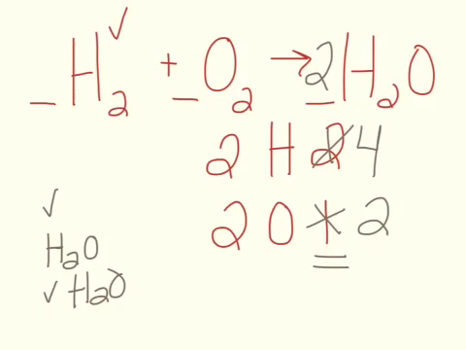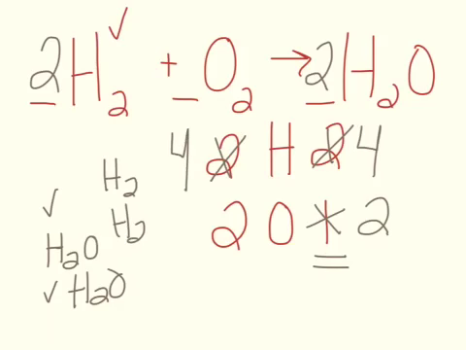Okay, so if we look now, we have 2 hydrogens here. I want 4. To get that, I would need 2 of these. H2 and H2. 2 plus 2 gives me 4 hydrogens. So we now have 4 hydrogens before and after, and 2 oxygens before and after. This equation is balanced.